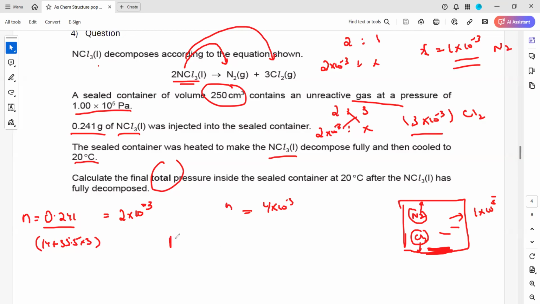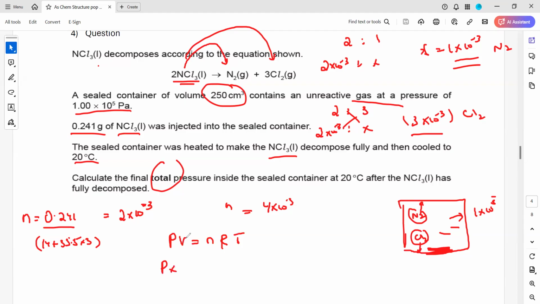Then we work out the pressure exerted by these two gases using the formula PV = nRT. Or you can also first find the pressure exerted by nitrogen using the moles of nitrogen, then find the pressure exerted by the chlorine using the moles of chlorine. And then the total pressure will be the sum of the pressure of nitrogen plus chlorine plus the original pressure, which was 1 × 10^5. Or you can directly take the moles by using the formula PV = nRT.